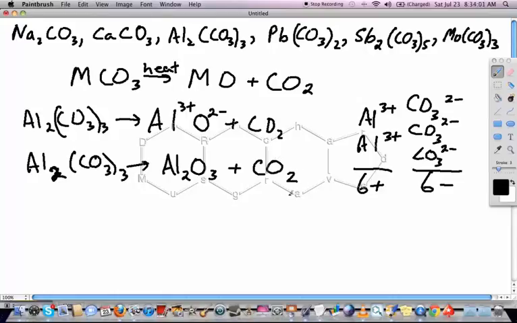Alright, now we can go ahead and balance it. We've got 2 aluminums and 2 aluminums. We've got 3 carbons here and only 1 carbon here, so I put a 3 in front of that. That's now going to be 6 oxygens, plus 3 is 9, 3 times 3 is 9. So that matches up for that one. Alright, let's take a look at the next one, Pb(CO3)2.